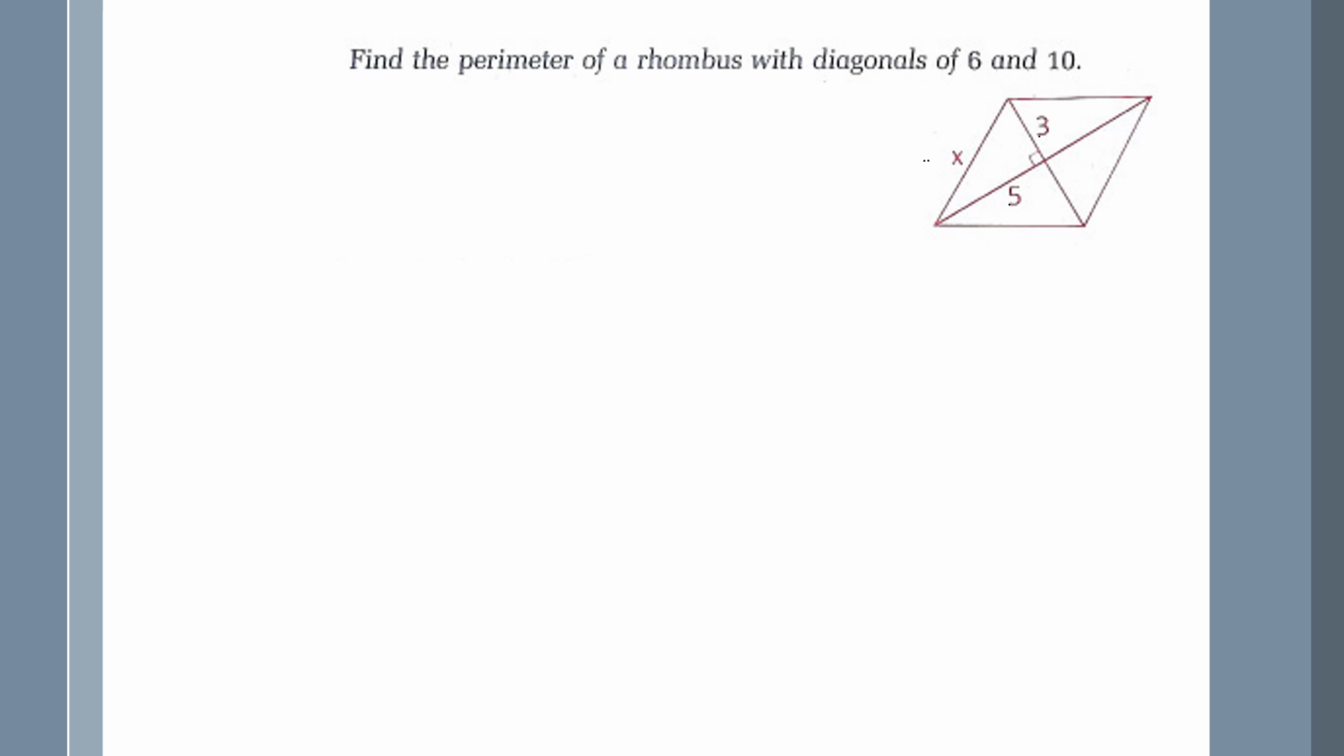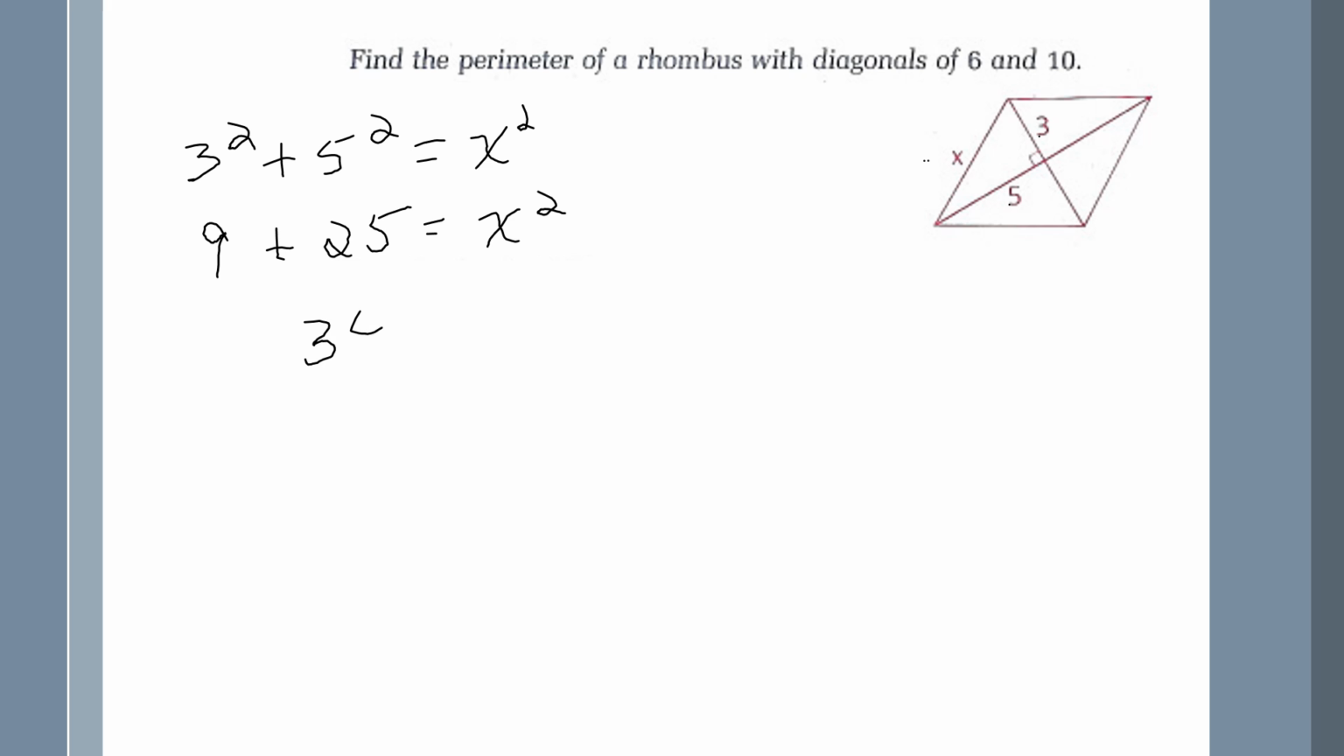So now we've got to do some algebra. 3 squared plus 5 squared equals x squared. So 9 plus 25 equals x squared. So 34 is equal to x squared. From here, we're going to take the square root of each side, and we end up with x is equal to the square root of 34. That's your answer. So what's the perimeter?